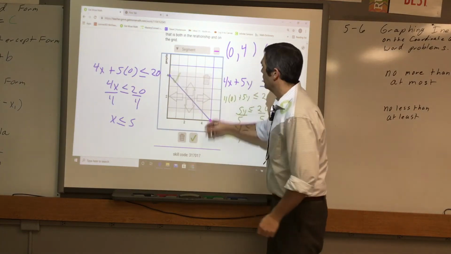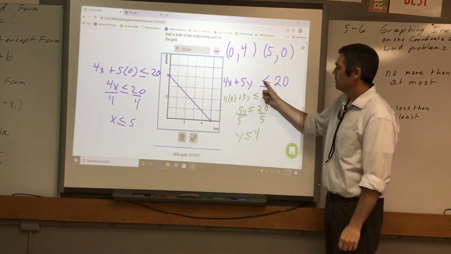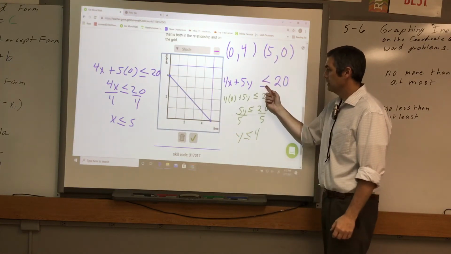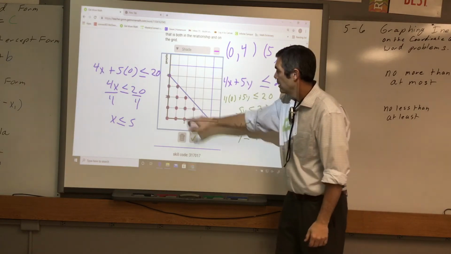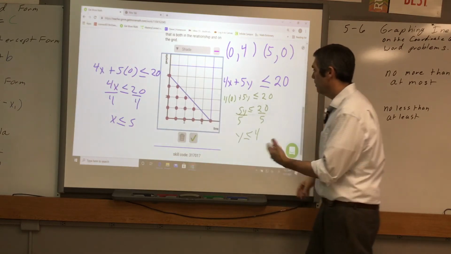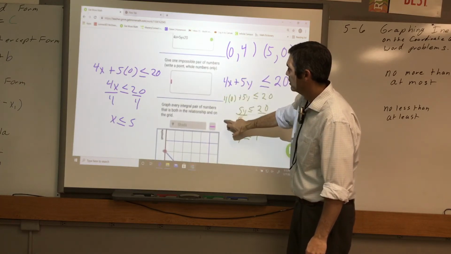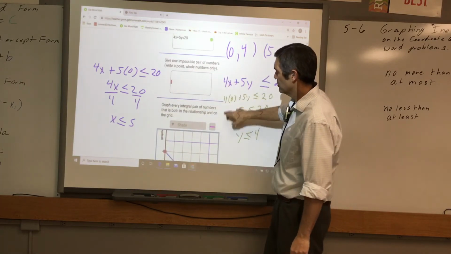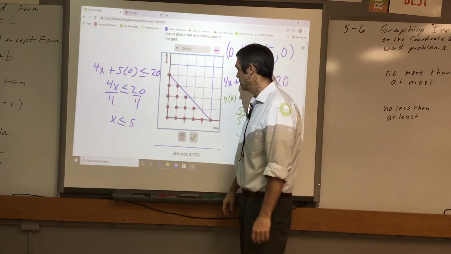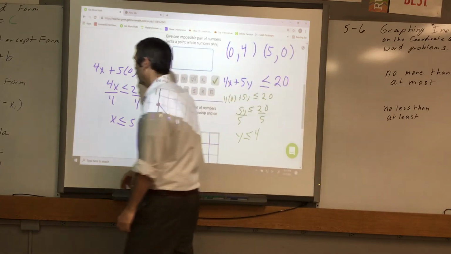But then we also want the shaded part. It includes the line, so it's a solid line, and it's less than, so it's everything below that. You're never going to end up above this, because it's at most. Now all we have to do is come back up here and look. We want a point that is impossible, so we need a point that isn't in our shaded area. So we just go find a point that's not in our shaded area. 4, 2. All right, write our point.